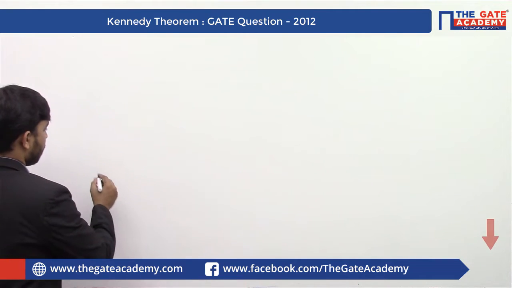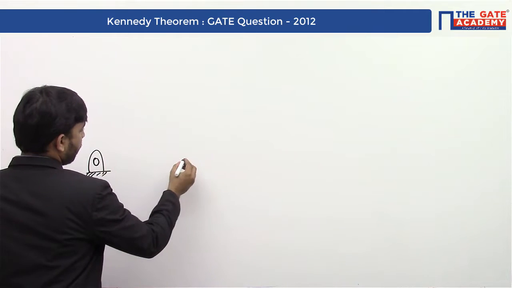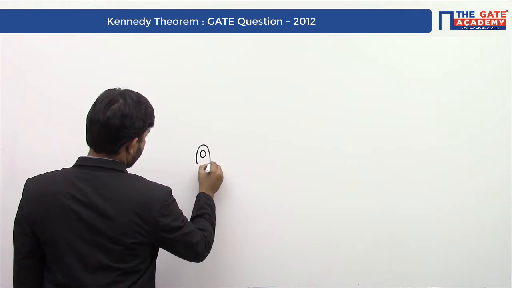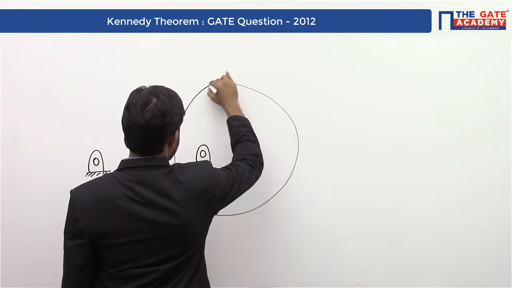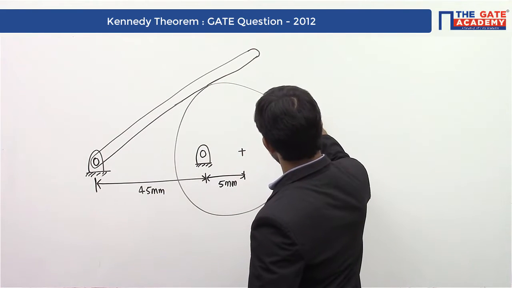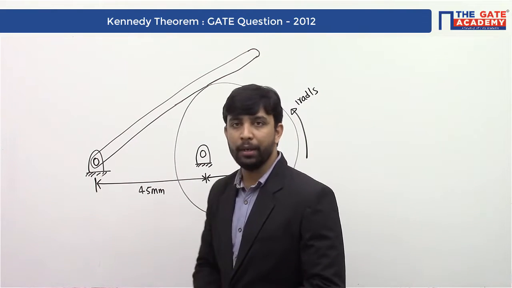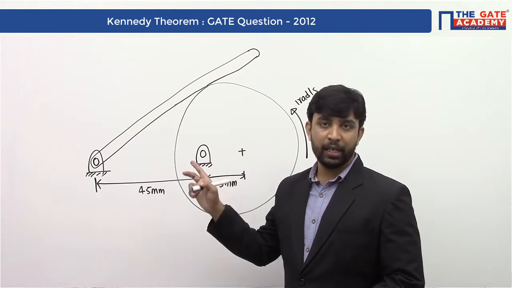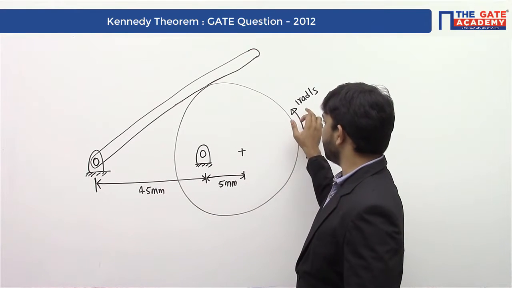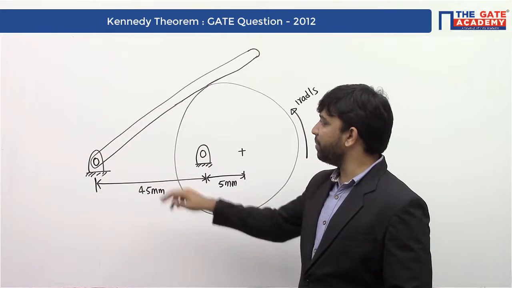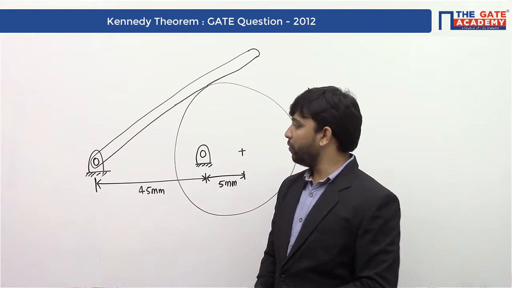The diagram is something like this. This is the diagram that's given in the question. So in this diagram, he is saying that the angular velocity of this eccentric disk is 1 radian per second, and he is asking us to find out angular velocity of this follower link.